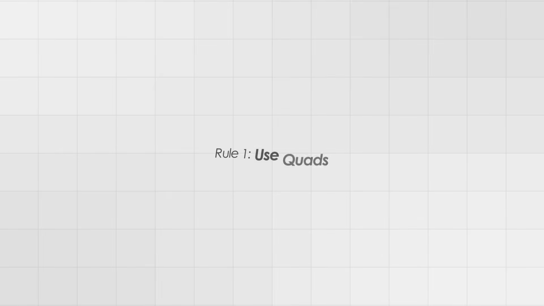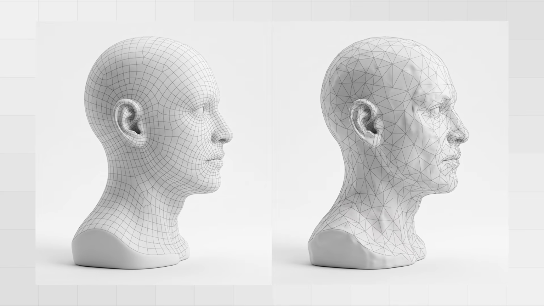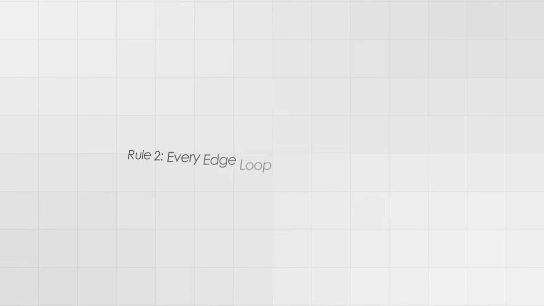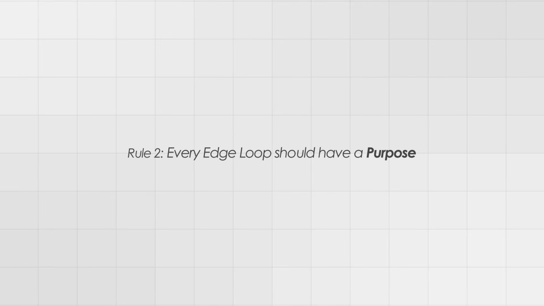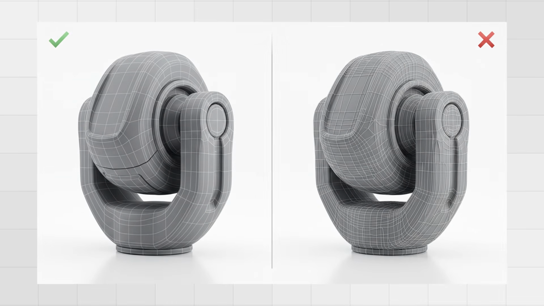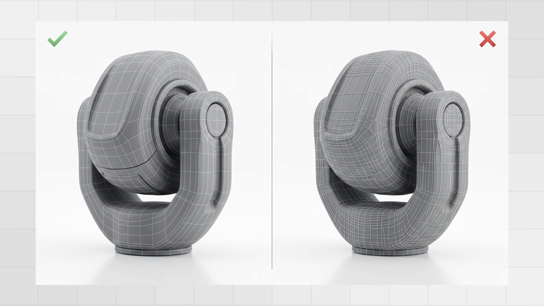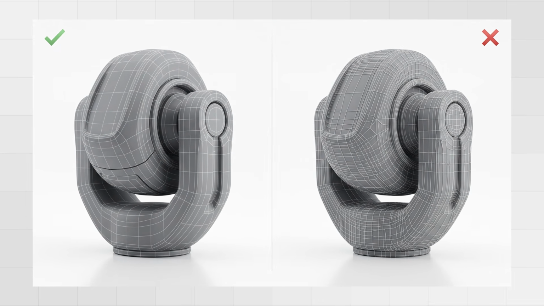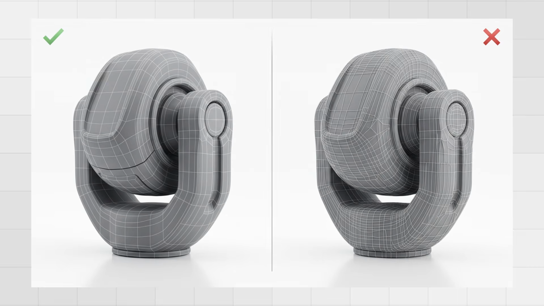Rule 1, use quads. Whenever possible, try to build your model using quads. SubD works best with four-sided faces, and this helps create smoother surfaces with better control. Rule 2, every edge loop should have a purpose. Every edge should have a reason to exist. We add edges to control the shape, create sharper transitions, or add specific details. Adding unnecessary edges only makes the model heavier and more difficult to manage.